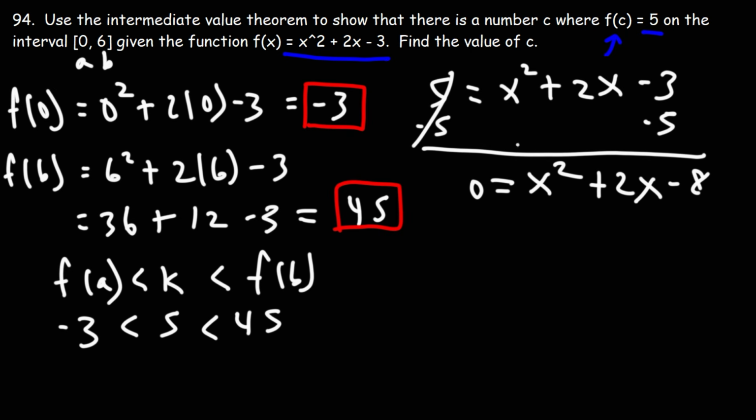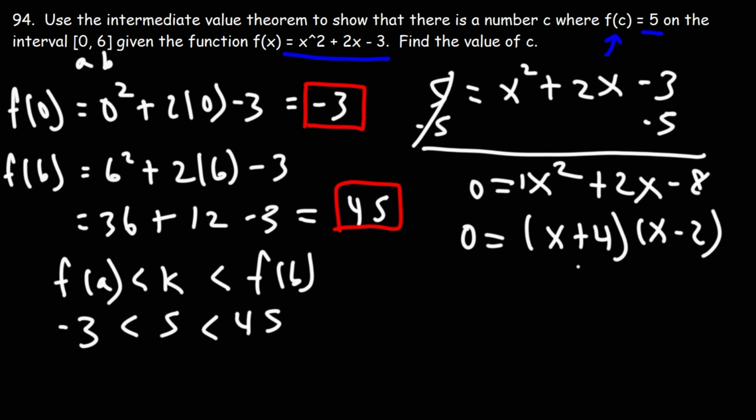So here we have a trinomial where the leading coefficient is 1. To factor it, we need to find two numbers that multiply to -8 but add to 2. So this is going to be +4 and -2. 4 times -2 multiplies to -8, but 4 plus -2 adds up to 2. So to factor, it's going to be x plus 4 times x minus 2.